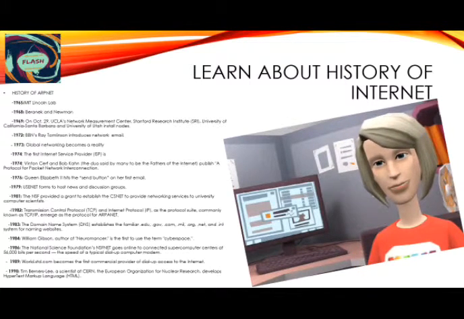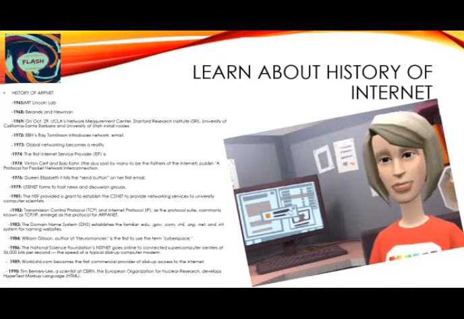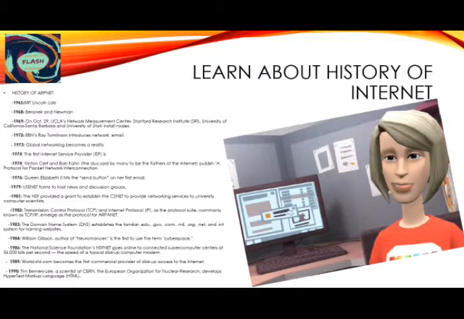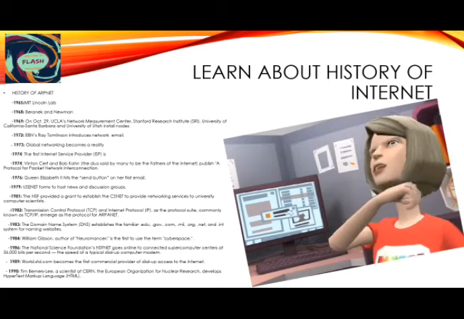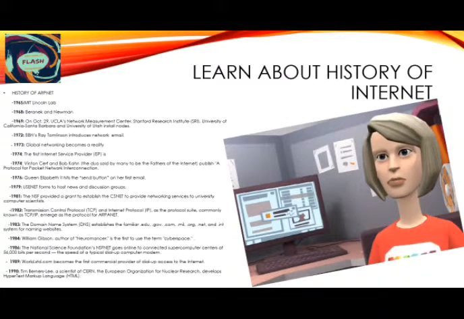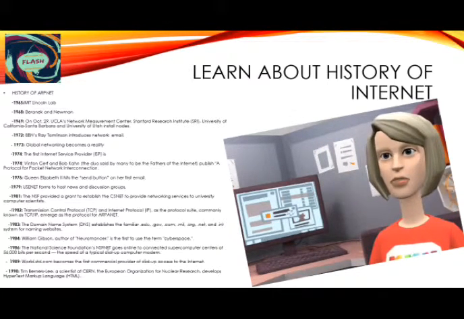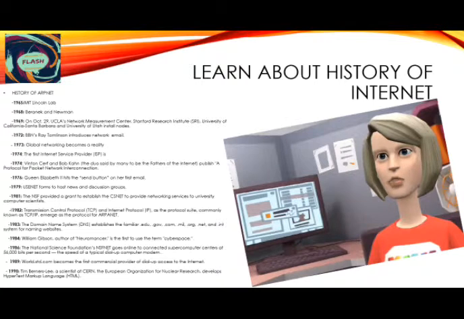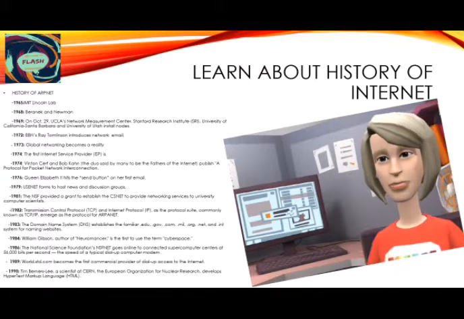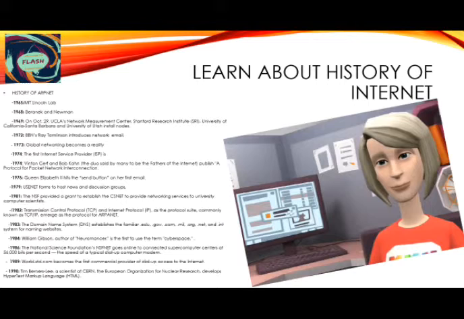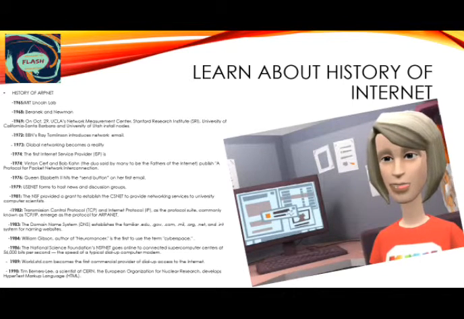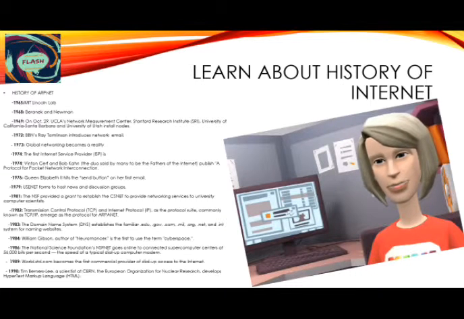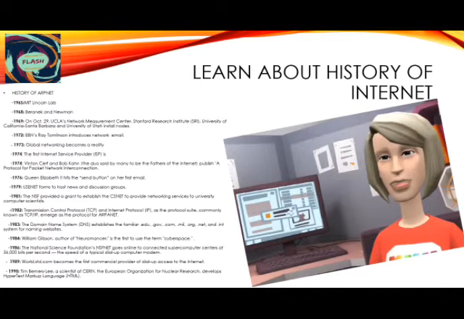In 1965, two computers at MIT Lincoln Lab communicate with one another using packet switching technology. In 1968, Bolt, Beranek and Newman, Incorporated, BBN, unveils the final version of the Interface Message Processor (IMP) specifications. BBN wins the ARPANET contract. In 1969, on October 29, UCLA's Network Measurement Center, Stanford Research Institute, SRI, University of California Santa Barbara and University of Utah install nodes.